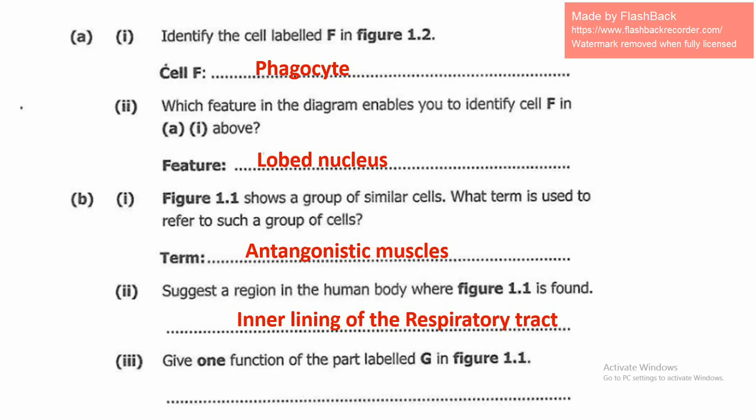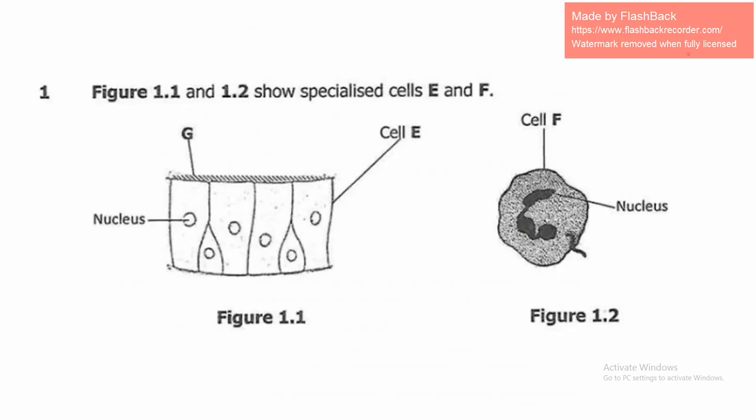Then let's go to question B number 3. It says give one function of the part labeled G in figure 1.1. Let's go back to the diagram and see this part labeled G. The part labeled G is here. This is where we have the same cilia I was talking of. That is the cilia.